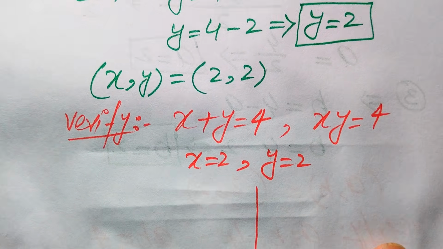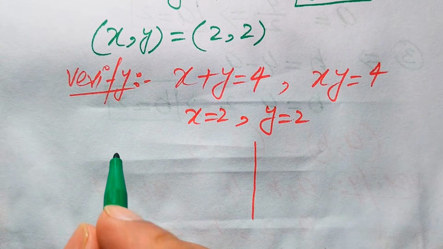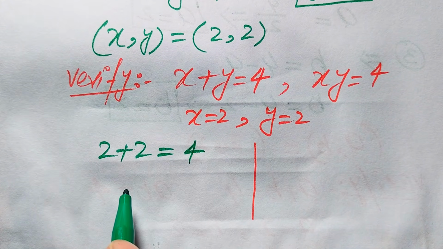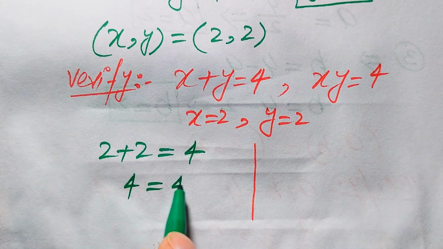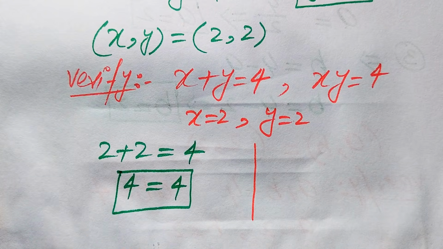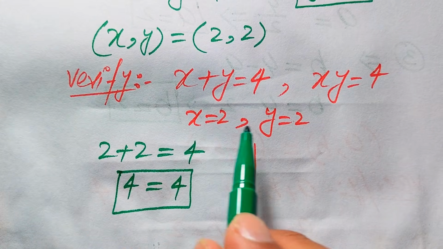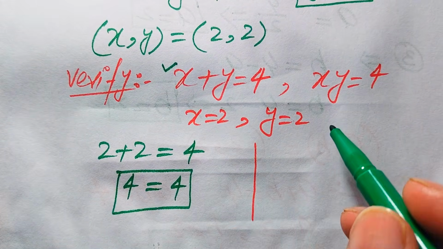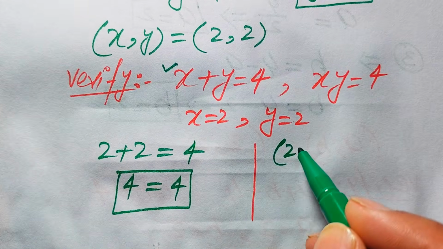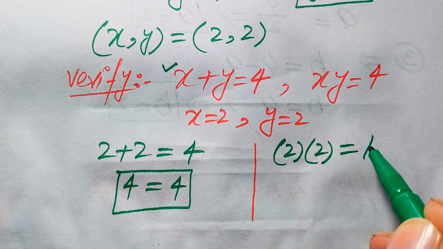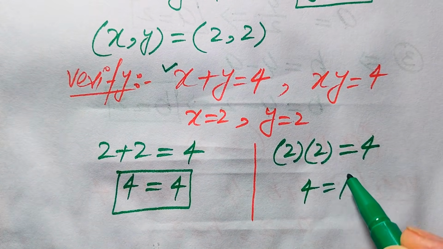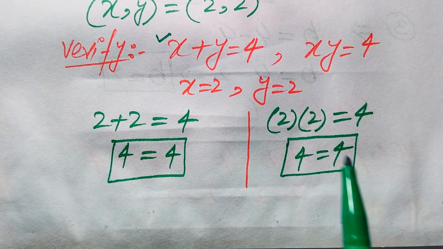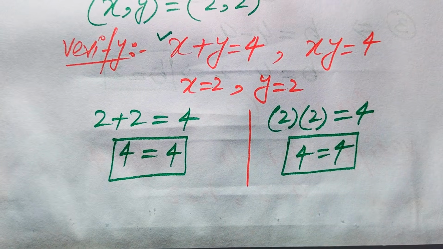When we substitute both of these two values into the first equation, you see here it becomes 2 plus 2 is equal to 4, and you clearly see here we obtain 4 is equal to 4. So this shows that both of the sides are equal. It means that the values of x and y satisfy our first equation. Now we check the second equation. When you put both of these two values here, it becomes 2 multiplied by 2 is equal to 4, and we again get 4 equal to 4. This again shows that both of the sides are equal. So this means that the values of x and y satisfy both of these two equations.